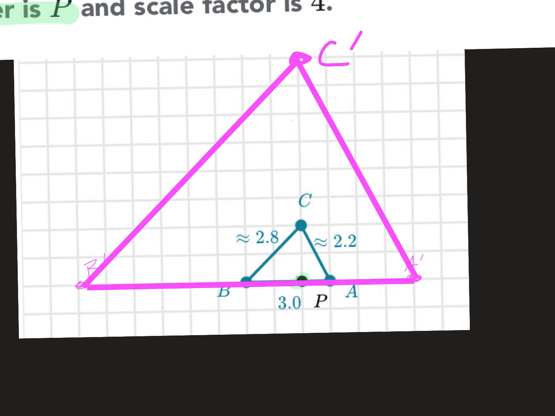So now, as you can see, I've made myself a scaled copy where it's still exactly the same shape. It is just 4 times larger, and each vertex of the triangle is 4 times the distance away from the center point that it was before we enlarged it.